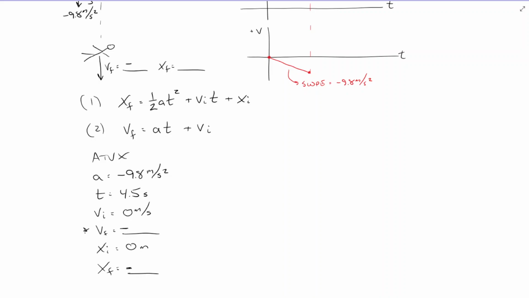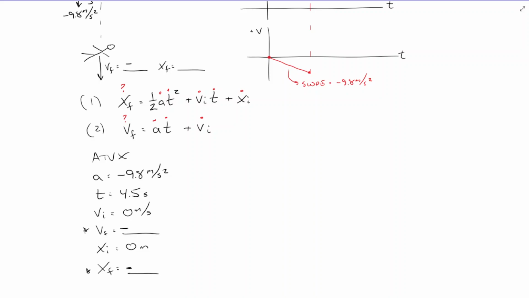I'm going to mark the things that I have, right? So I'm going to put question marks over what I don't have. I don't have V final, and I don't have X final, right? But I do have everything else. I have A, T, V initial, X initial. I basically have everything I need, which means if I want V final and I want X final, I can plug and chug, right?